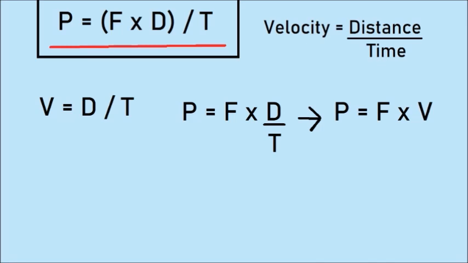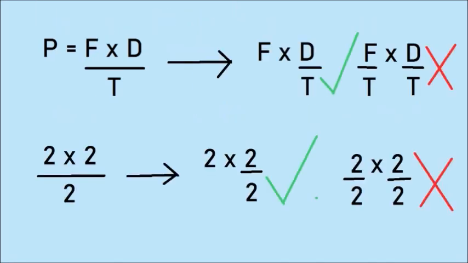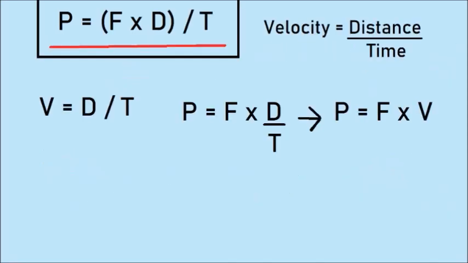This does not include force divided by time based on division. If you have 2 times 2 divided by 2, the division applies to one or the other, not both. Now that we can see that power is equal to force times velocity, let's look back at the objects shown.